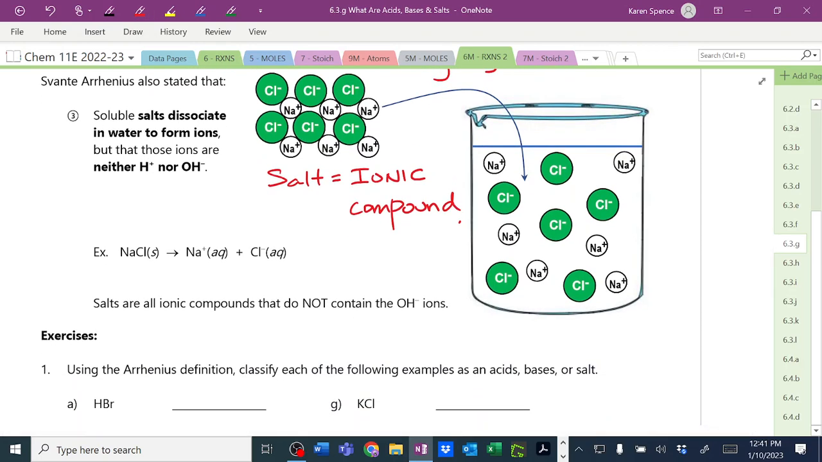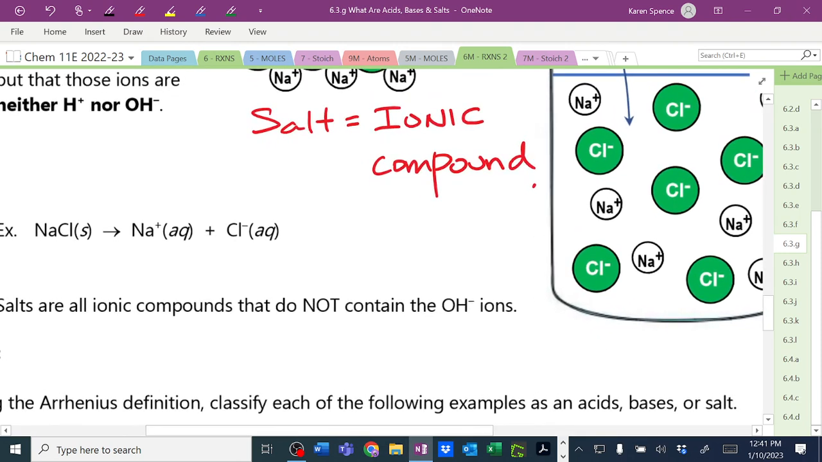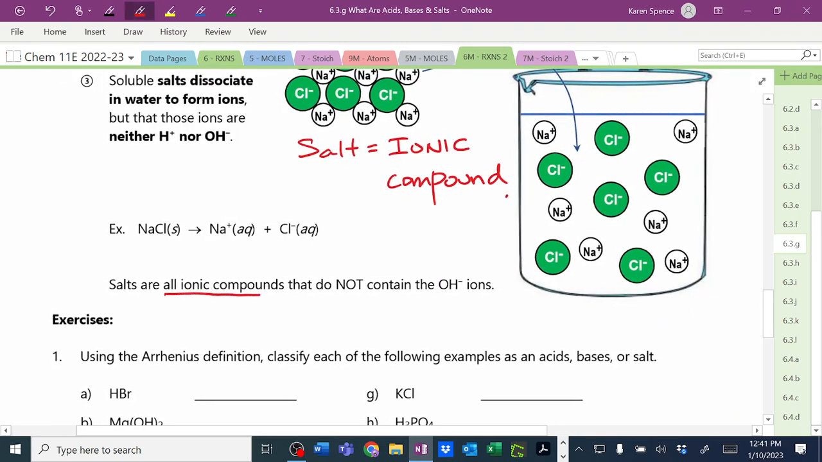So salts are all ionic compounds that do not contain hydroxide. If it contains hydroxide, it is a base, okay?